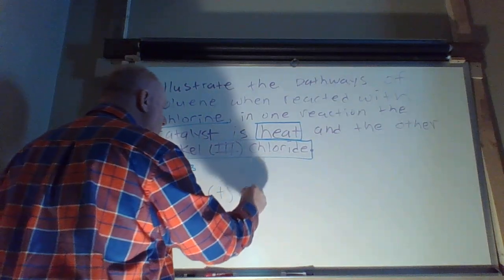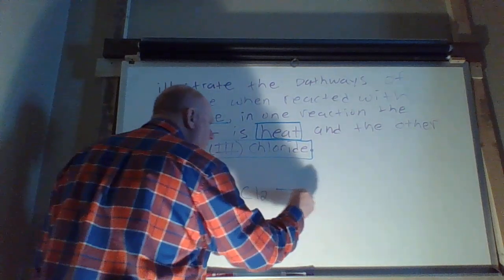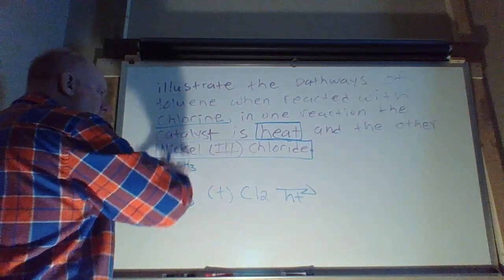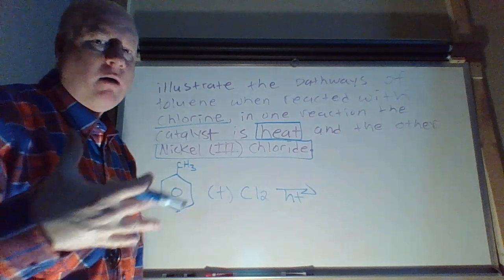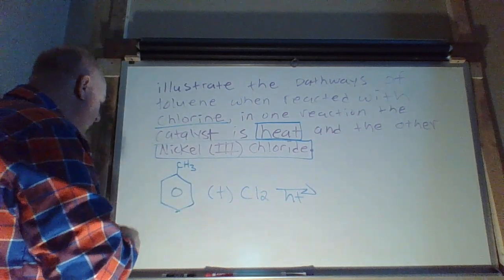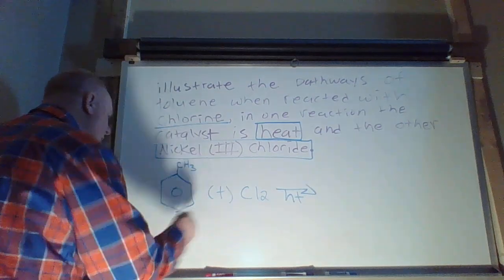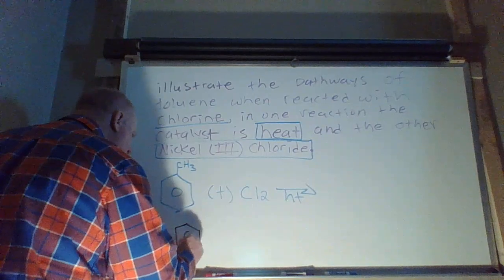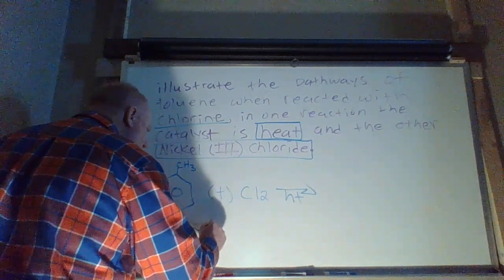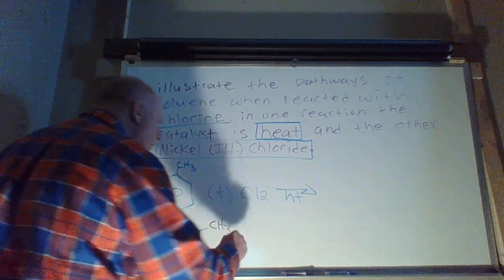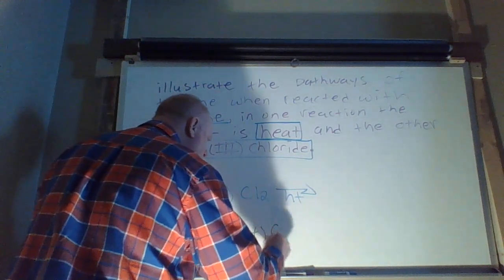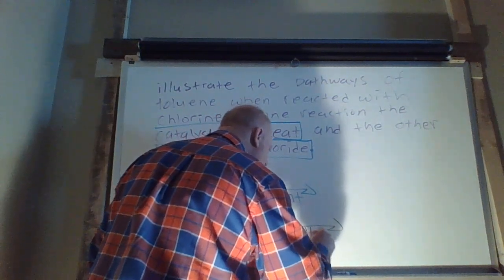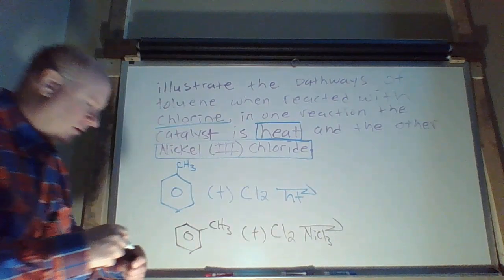Okay, so upon doing so, we're adding heat here. And then I'll put the other reaction beneath so you can actually see how they're essentially different. So I'll just go ahead and put the toluene there. And in this case, again, we're adding chlorine, but our catalyst is different. Here we've got nickel chloride, or nickel 3 chloride.